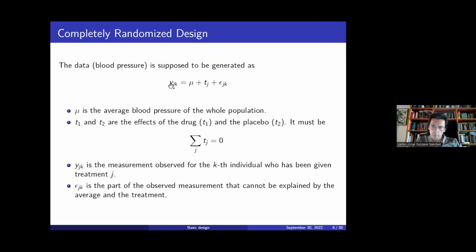Okay, so what we are saying here is that in treatment J, and for person K within that treatment, we have an overall mean plus something that depends on the treatment that you have received, plus something that depends on that specific person. That is all we need from this equation.